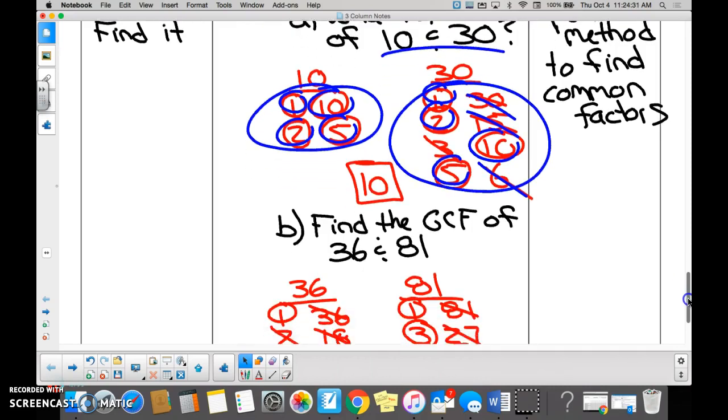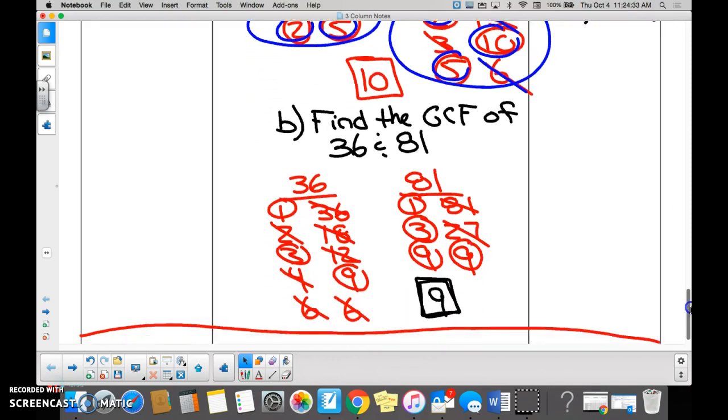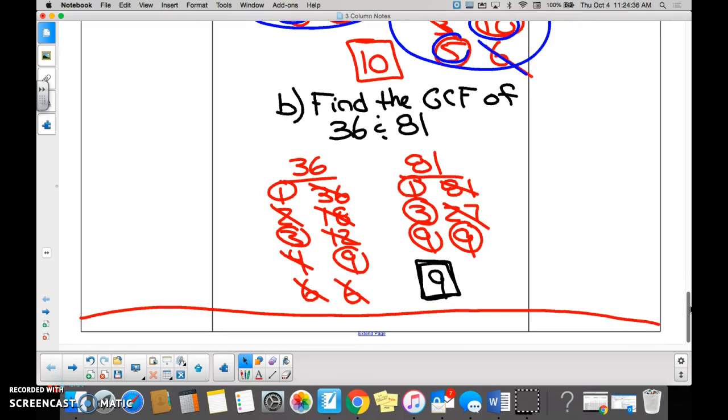Letter B down here was a lot bigger. We found that the GCF of 36 and 81 is 9. Questions?